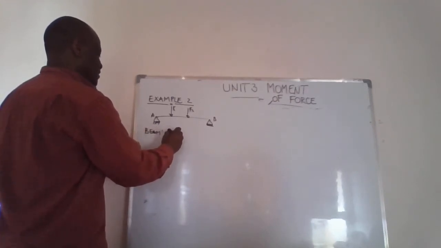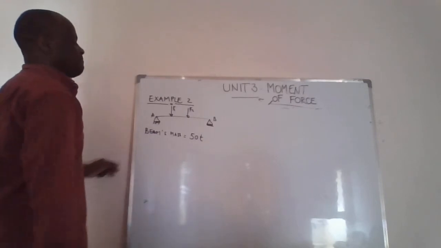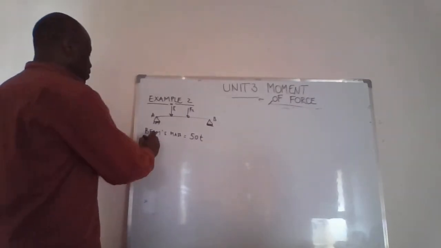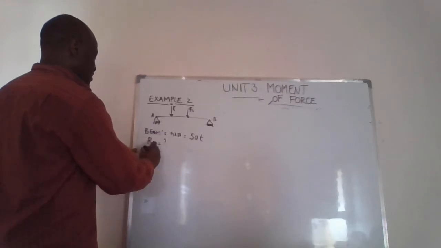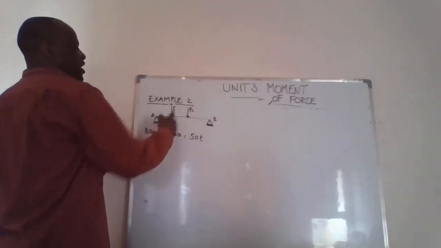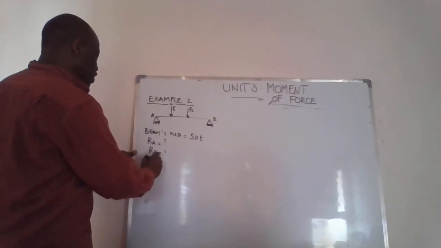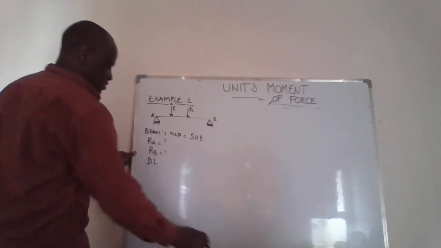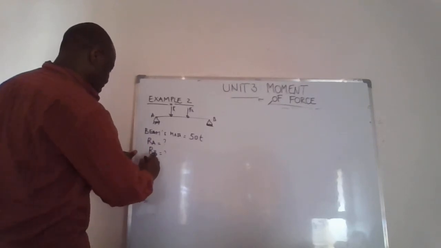mass is 50 tons. And we are requested to get RA, RB, while F1 and F2 are known. We are also requested to get the dead load, the beam's dead load. What is it?